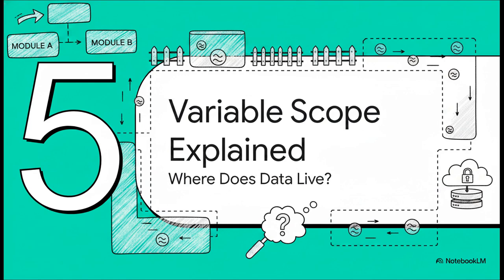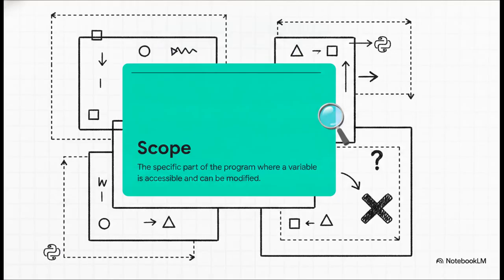Section 5. Variable scope explained. Where does your data live? As this flow of control jumps around, we have to manage the boundaries of our data. Scope is basically the concept that dictates the specific part of your program where a given variable is actually accessible and modifiable. If you try to use a variable outside of its scope, Python's going to throw an error, claiming the variable doesn't even exist.